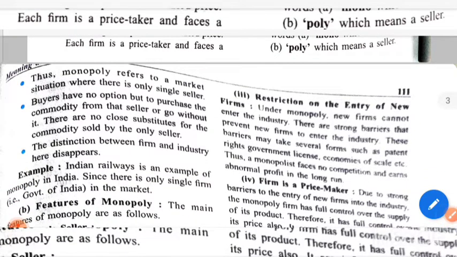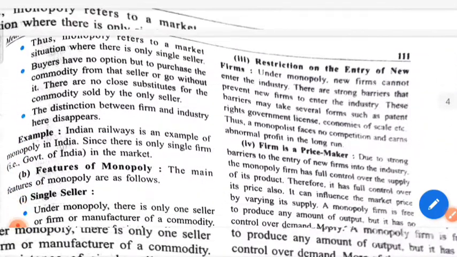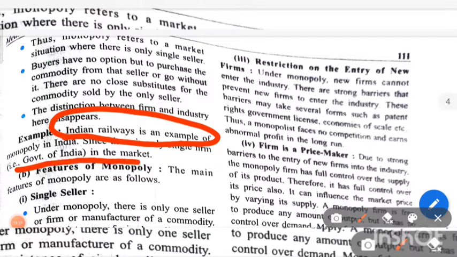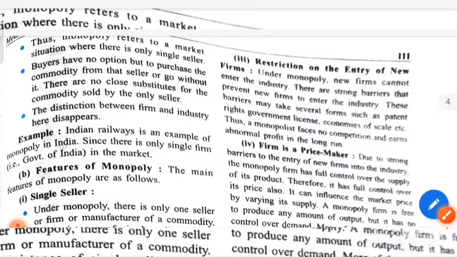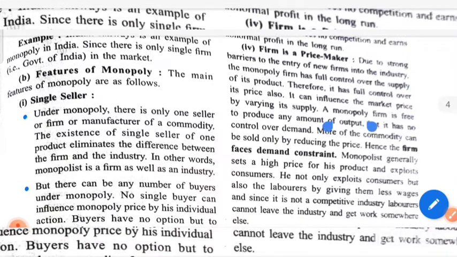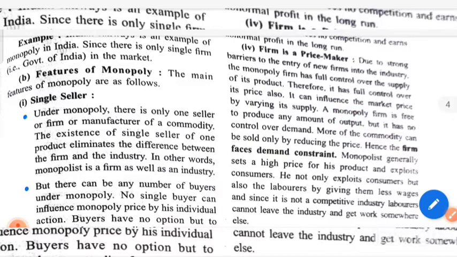Now let's see the features of monopoly. The example given for monopoly is that Indian Railway is an example of monopoly. Whenever you are discussing economics, always go through the example. An example helps you to learn the point, to remember the point. Okay, so railway is the example of monopoly. Now what are the features of monopoly? Single seller. Under monopoly there is only one seller in the market.